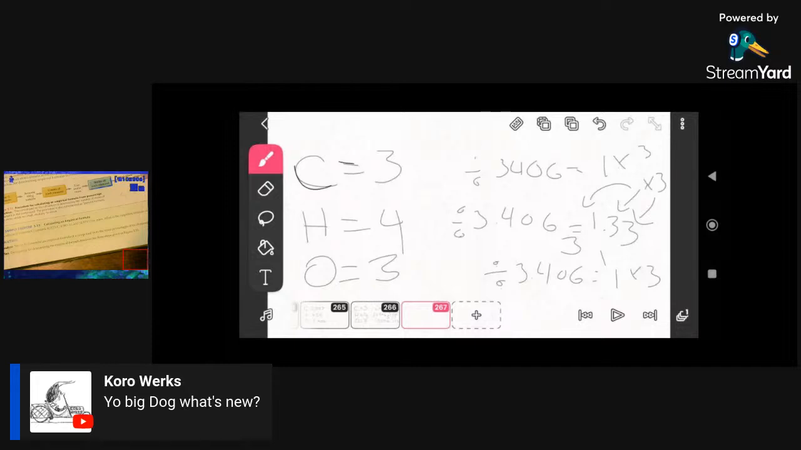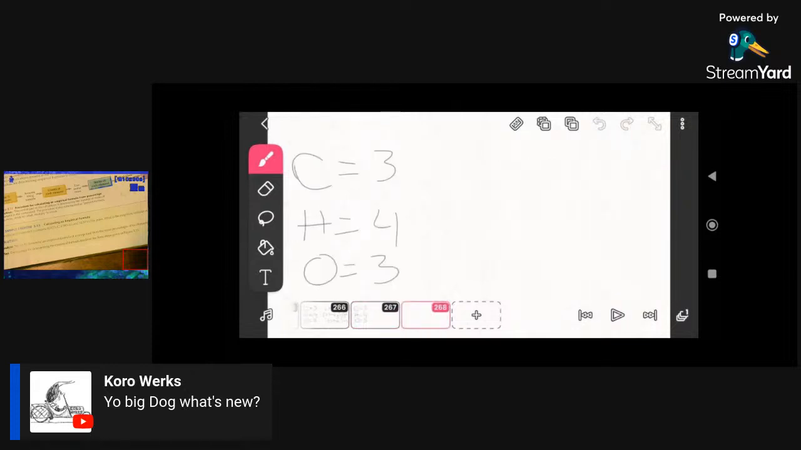Let me rewrite these again. So we go on the next slide. All right, see that? So what does that mean? Remember the formula was CHO, right? They only gave us the percentages, but now we could fill these up. So this is gonna be 3 for carbon. Hydrogen, if we did it right, it's gonna be 4, and then oxygen is gonna be 3.